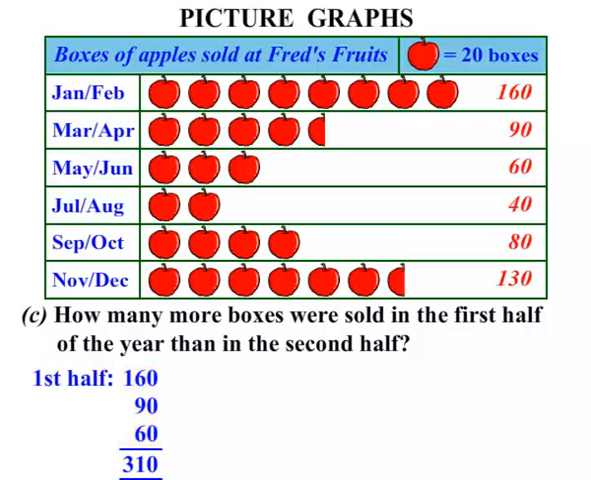Now what about the second half? All right. So the second half, there's our working. The numbers required, 40, 80 and 130. Let's write them down and we need to add them up. When you add them up, we get 250.